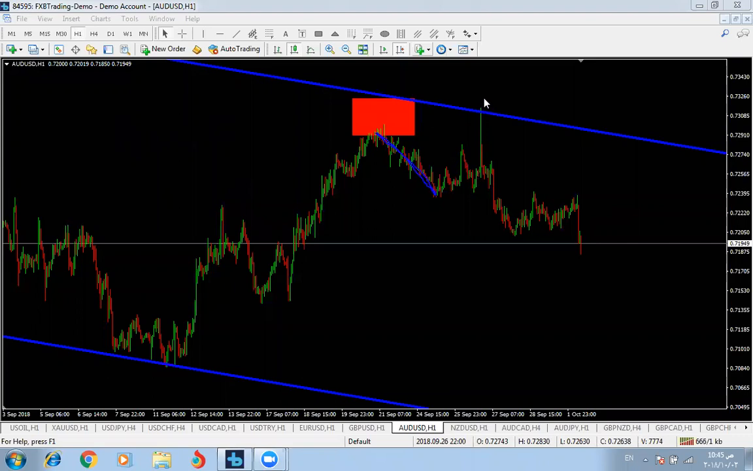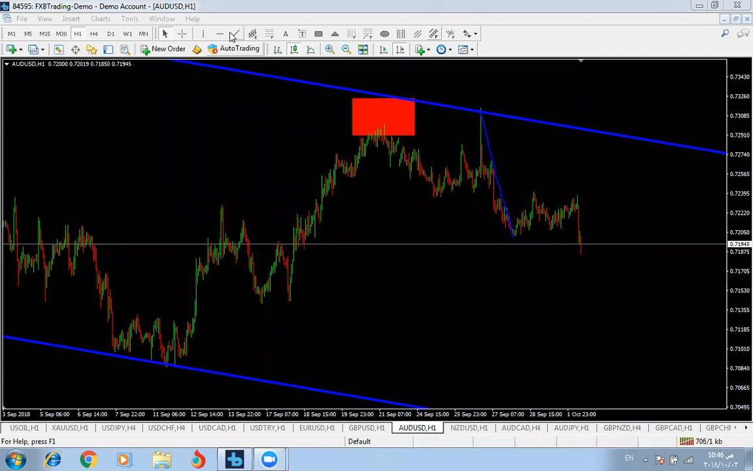Once we had this spike to the upside, I saw a very good chance for a trade. The first impulse, let me show you. The first impulse should be clear, and we should have no doubt about that. This is our first impulse to the downside.